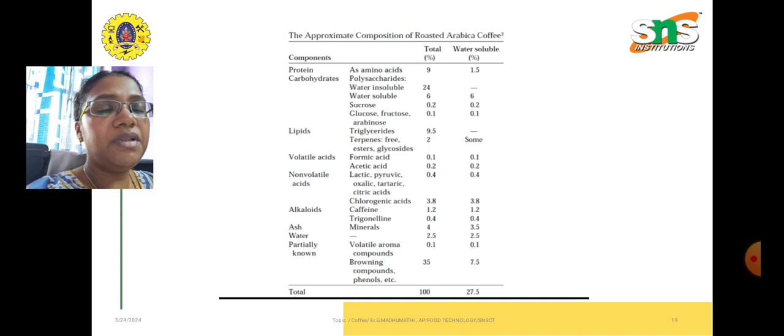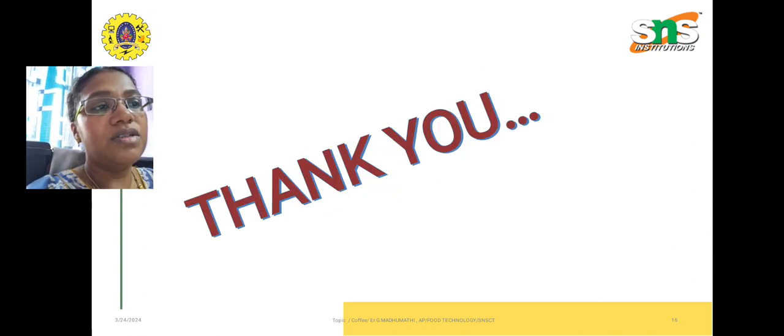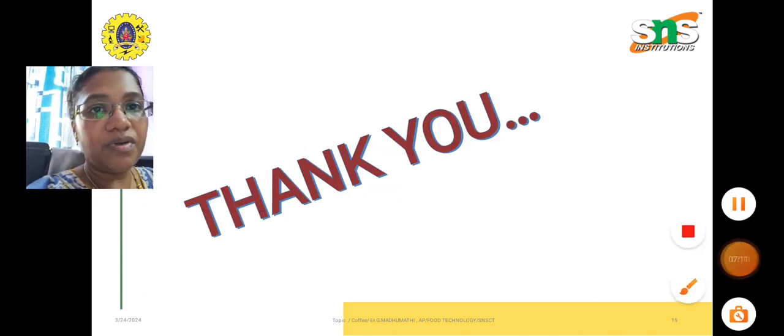This is the table that gives the approximate composition of Robusta and Arabica coffee, that is, what all the components present are, and the total percentage of water soluble and the total content present. So this is a small introduction about coffee. Thank you.